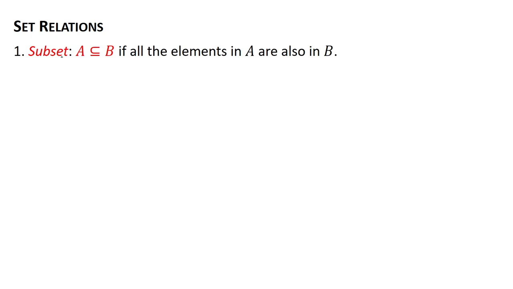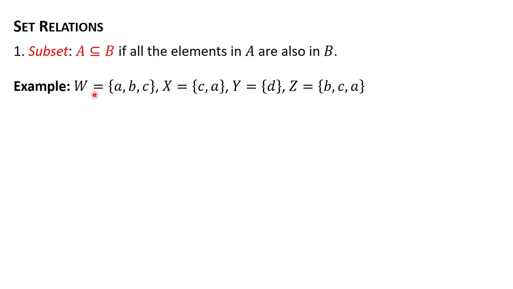Now we go to set relations. Again, based on the name itself, relation, it tells us the relationship between two sets. The first relation is called the subset. Ang symbol natin sa kanya ay ganito. Ang basa dyan ay A is a subset of B. And that happens if all the elements in A are also in B. Intindihin natin. So let us look at these four sets. W containing A, B, C, X containing C and A, Y containing D, and Z containing B, C, and A.